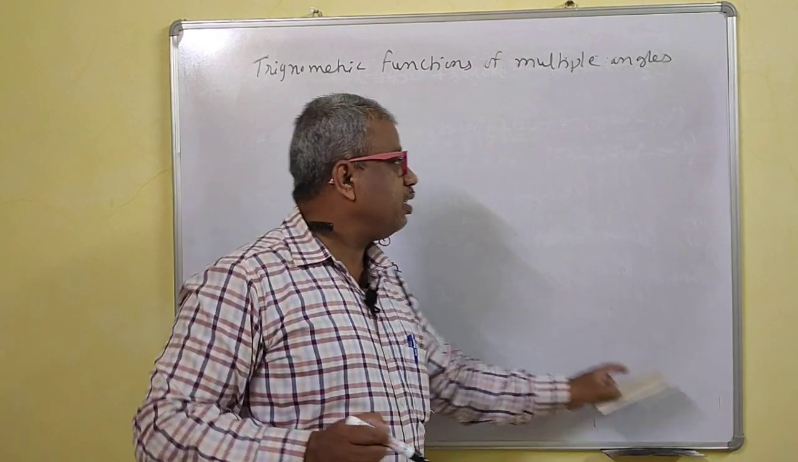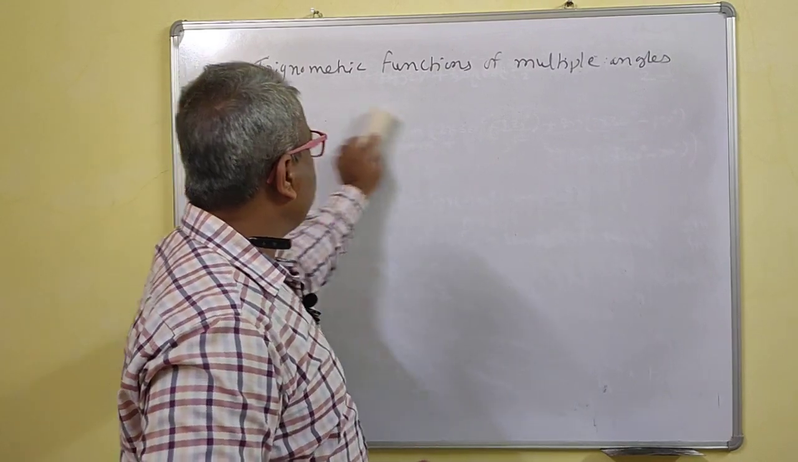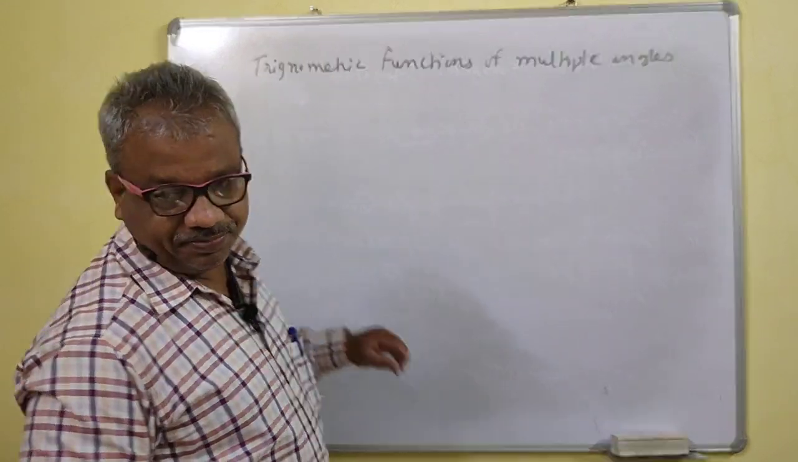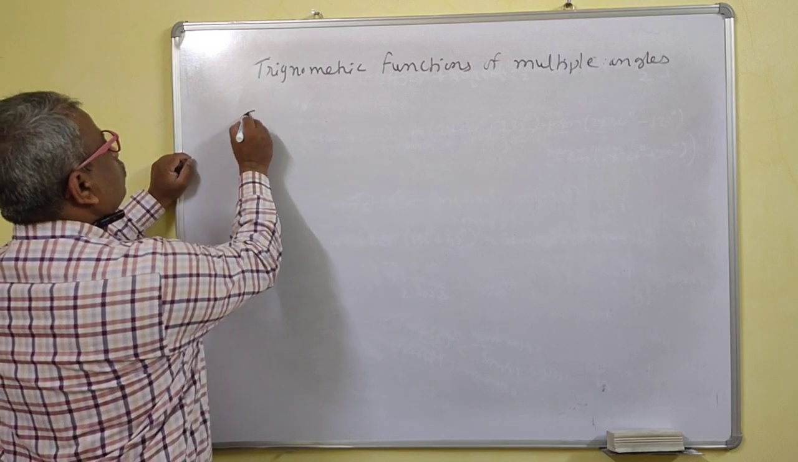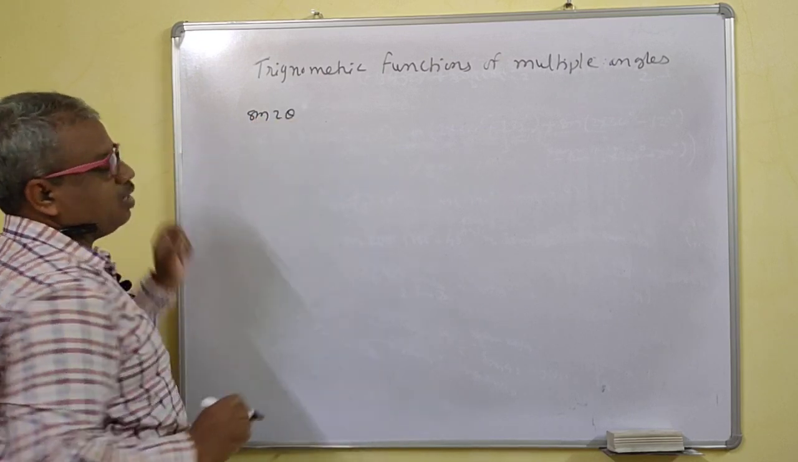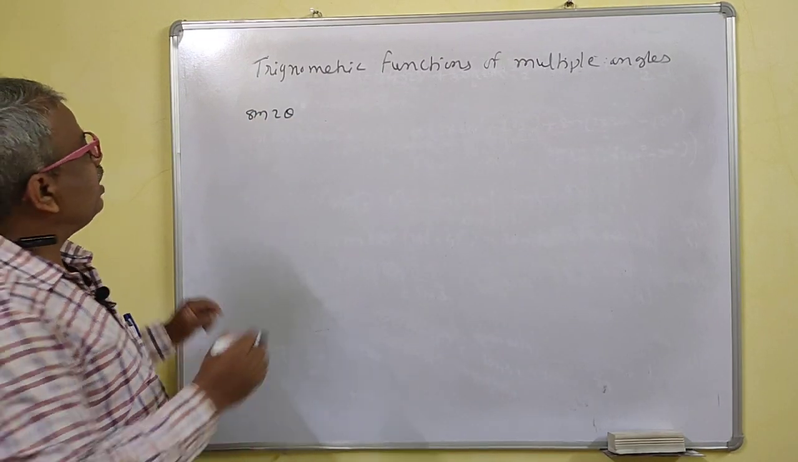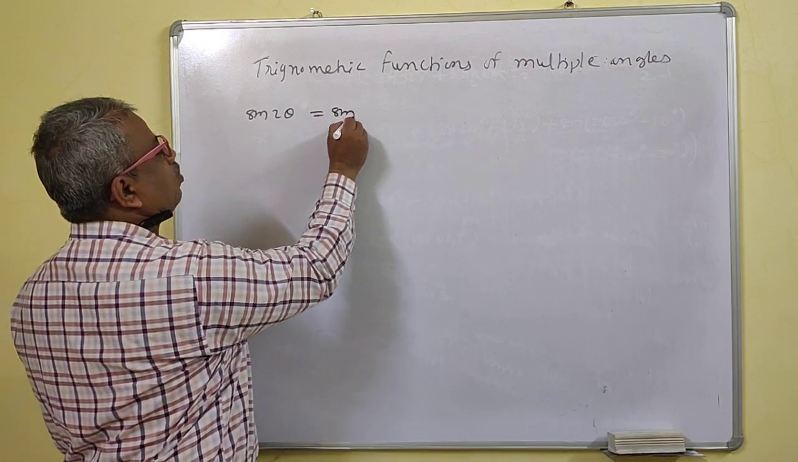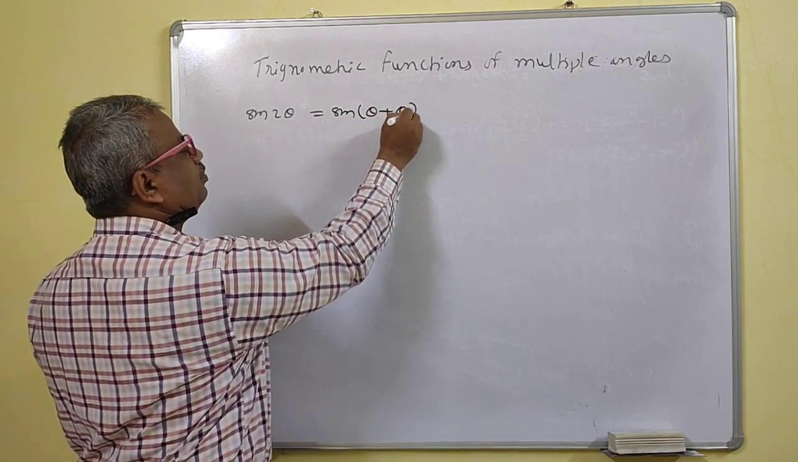So first we will obtain the formula for sine 2 theta. That means the angle is double now. How can we write sine 2 theta? I can write this as sine of theta plus theta.